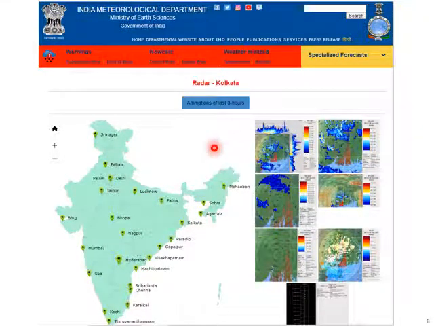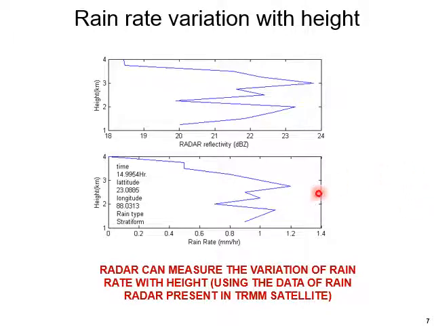Another example is the weather radar. In India we have a number of radars, and spaceborne radars are available. This type of radar gives us a lot of information about the cyclone, the rain, and all the parameters related to weather. This is taken from Tropical Rainfall Measuring Mission satellite data.